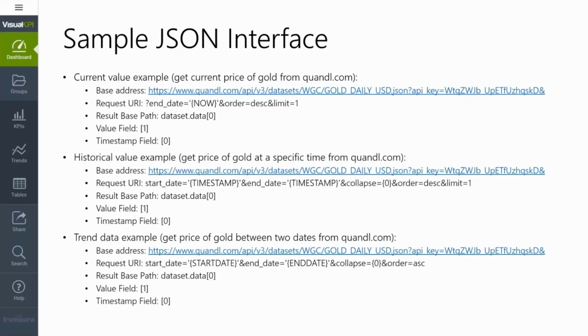So again, we need three things here: a current value, a historical value, and a trend, a set of data between the start and end date. And a lot of interfaces you'll find will do this.